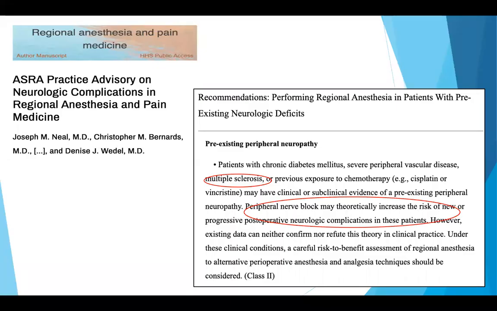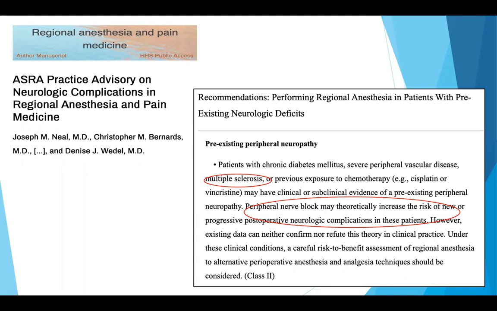As I tried to review some of the ASRA guidelines, I found the ASRA Practice Advisory on Neurologic Complications in Regional Anesthesia and Pain Medicine. The initial guidelines were published in 2008 and then revised and updated in 2015. In summary, the recommendations for performing regional anesthesia in patients with pre-existing neurological deficits are the following.